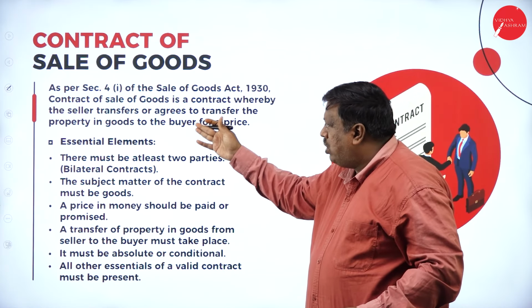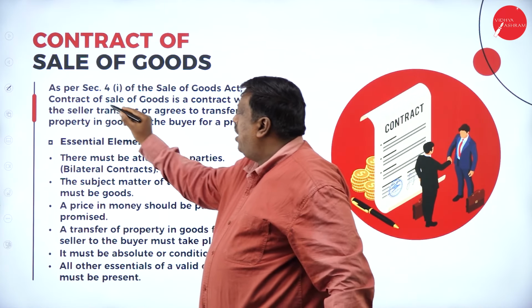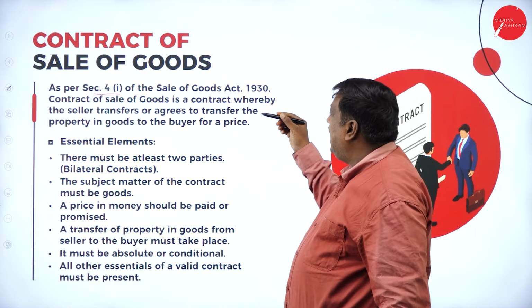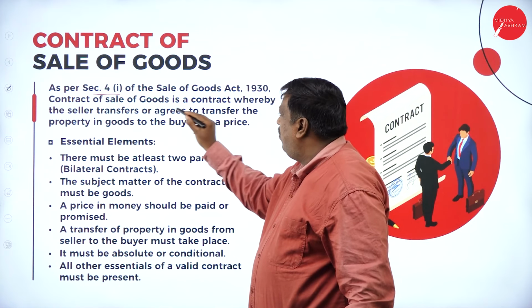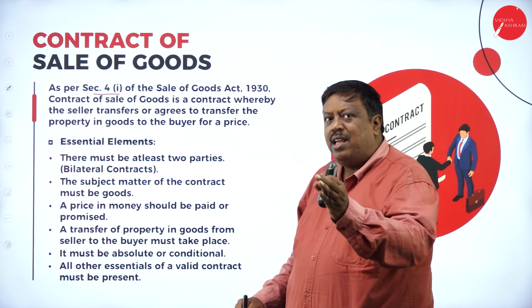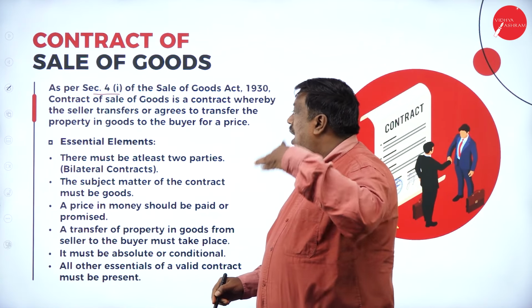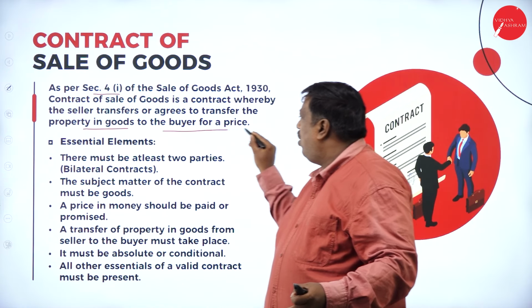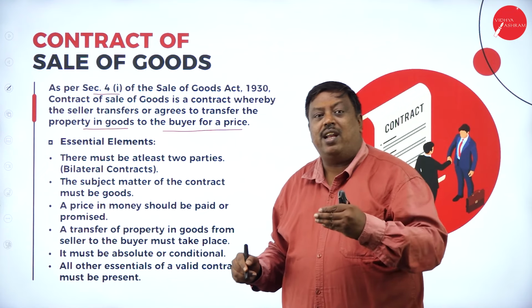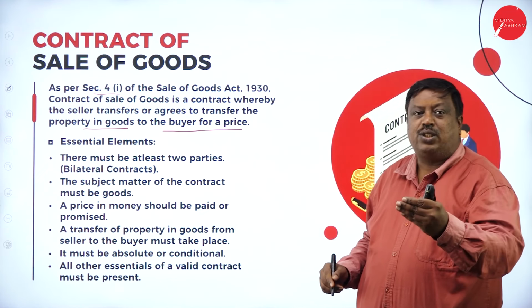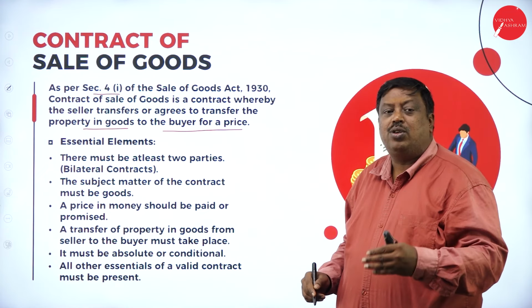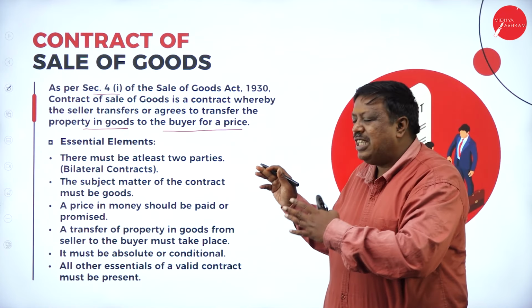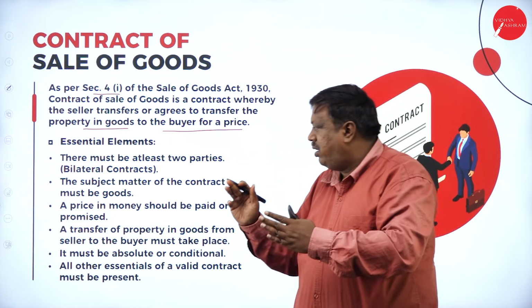Contract of sale of goods. What do you mean by that? As per Section 4, Subclause 1 of the Sale of Goods Act 1930, a contract of sale of goods is a contract whereby the seller transfers or agrees to transfer the property in goods to the buyer for a price, where I'm going to transfer all the rights of the property to the person who is going to buy goods from me. This is the concept we have as per the Sale of Goods Act 1930.